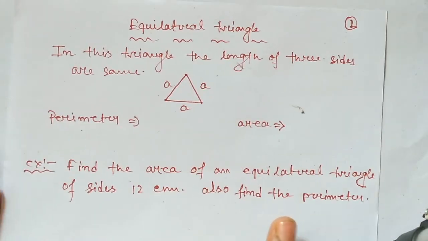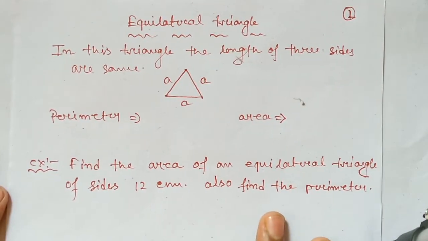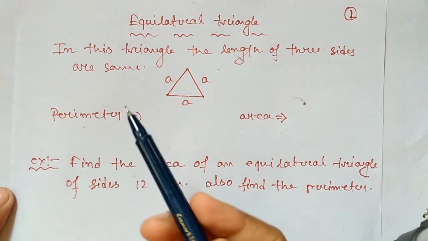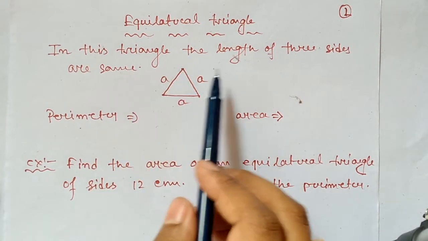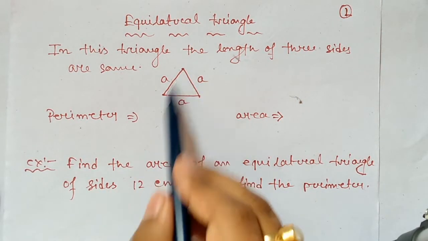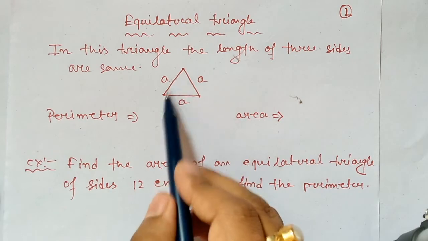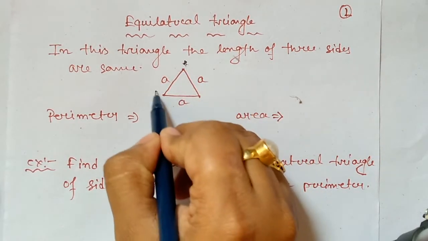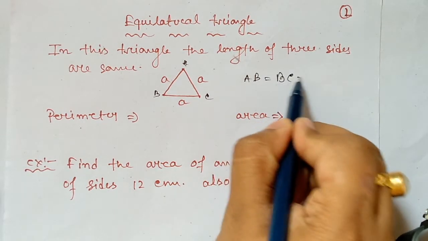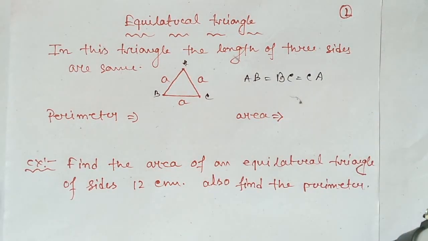Okay, so friends, our next concept is the equilateral triangle. So what is an equilateral triangle? In this triangle, the lengths of the three sides are the same. If we have a triangle ABC, then we can say AB is equal to BC is equal to CA. So this is an equilateral triangle.